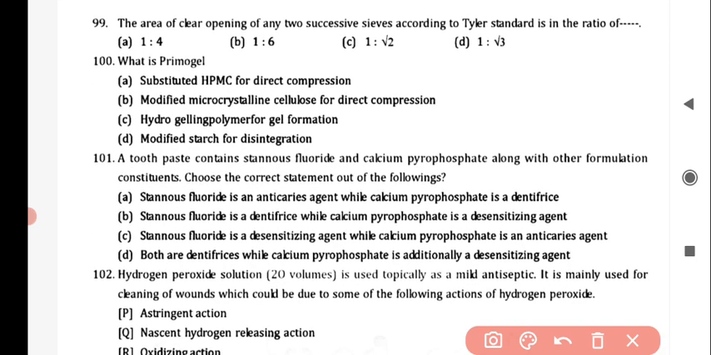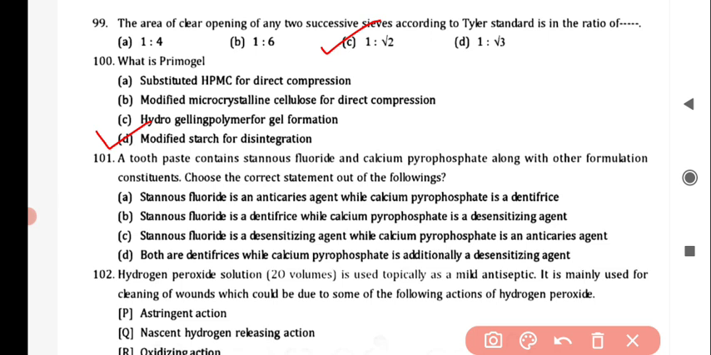Next question: the area of clear opening of any two successive sieves according to Taylor's standard is in the ratio of? And the correct answer is option C, 1 ratio under root 2. Next question: what is Primogel? And the correct answer is option D, that is, modified starch for disintegration.